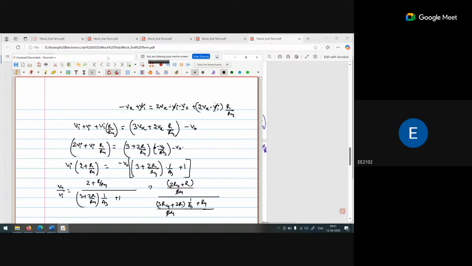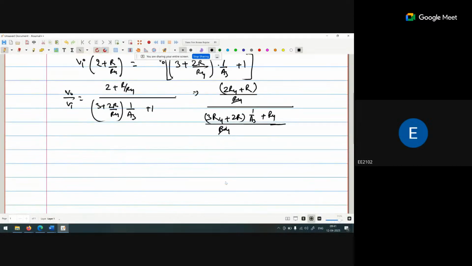Now what is As? As is 100 by S. So it is R plus 2R4 divided by, this is the S by 100. Sir, As is 1000 by S. Okay, 1000 by S. So As is 1000 by S. So it is 1 upon, so R4 plus 3R4 upon 2R, into S by 1000.